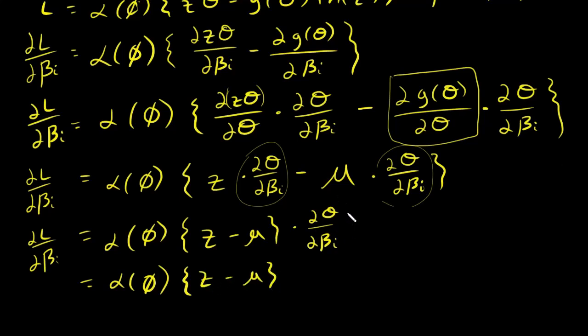All right, let's break this up. d theta. Theta is a function of y. Remember, theta equals f of y. That's our link function. So I can write this as d theta dy times dy d beta sub i.